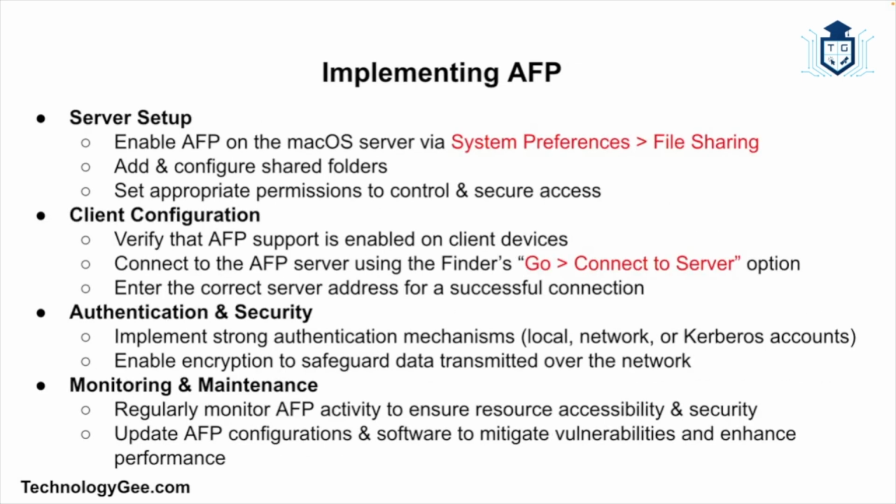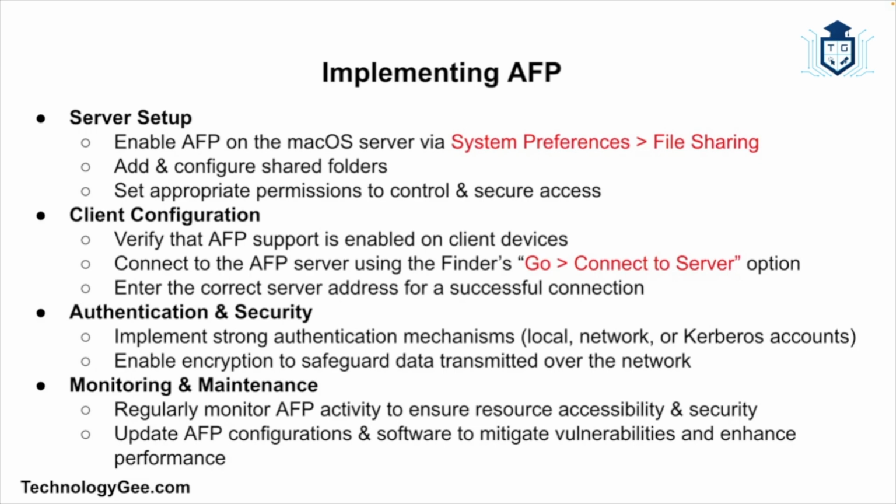All right, so let's move on and quickly talk about how to implement AFP. Implementing AFP involves configuring both the server and client components to enable file sharing. So here's a quick step-by-step guide on how to do that. First thing you want to do is set up the AFP server. You want to enable AFP on the macOS server by configuring the file sharing settings in the system preferences. And then you want to add shared folders and set the appropriate permissions to control access.